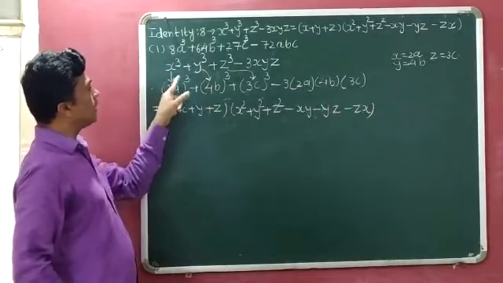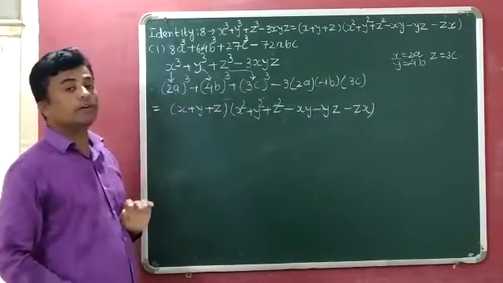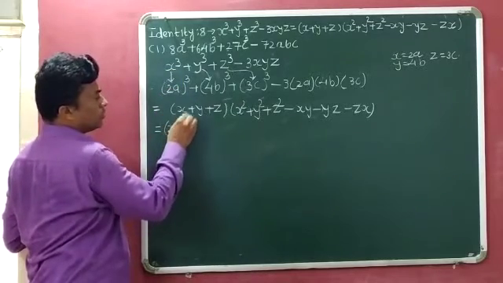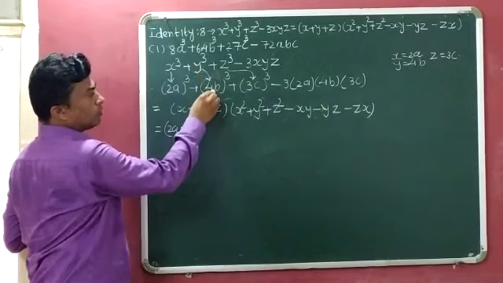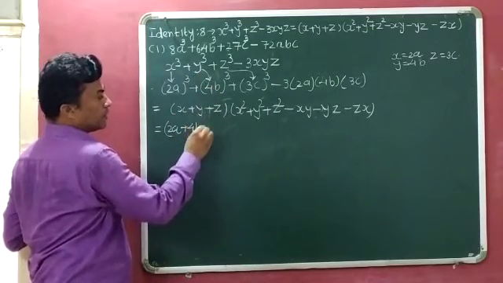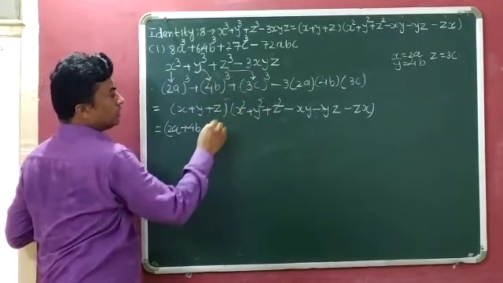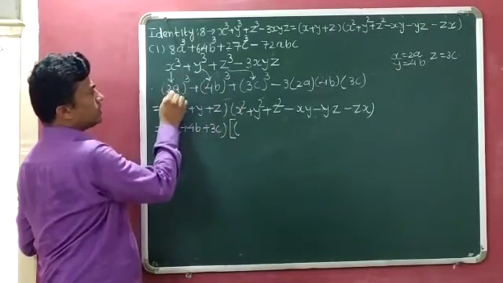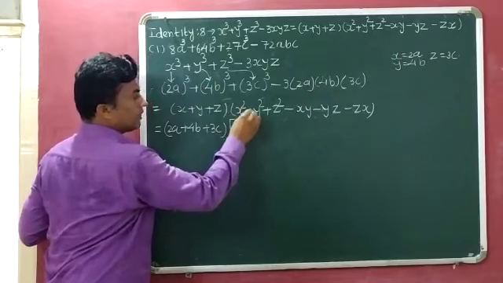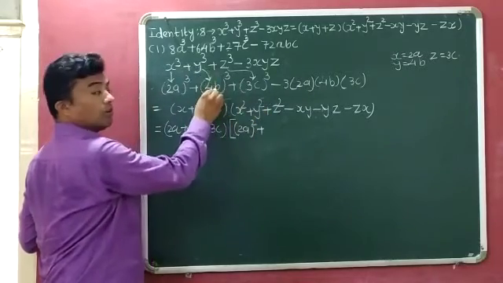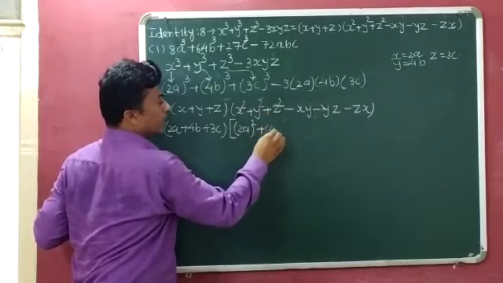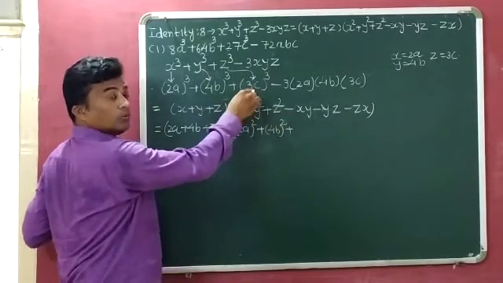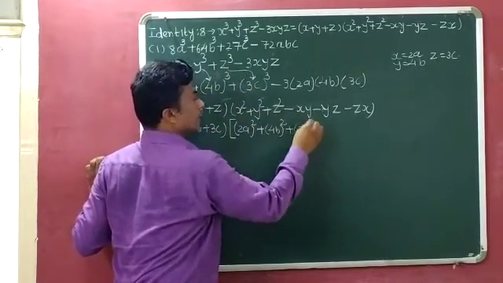Now we will put the value of x, value of y and value of z in our identity. So see children, x is equal to 2a, so we can write 2a plus y. Y is equal to 4b, so we write 4b plus z. Z is equal to 3c, so we write 3c. Now in the second bracket, x square. X is equal to 2a, so 2a and its square plus y square. Y is equal to 4b, so 4b and its square plus z square. Z is equal to 3c, so 3c and its square.